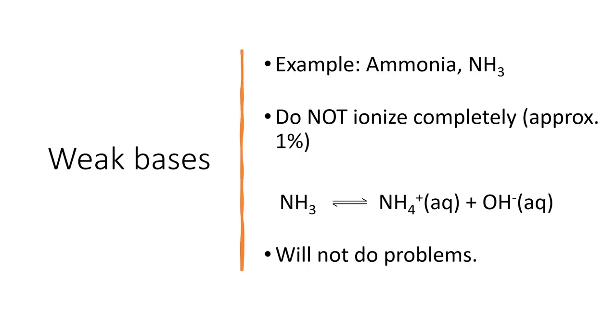For weak bases, an example would be ammonia, and anything that I did not list in the strong bases, we're going to consider to be weak bases. These do not ionize completely in water. Again, approximately 1% of it. So it really favors the reactants. In this case, it'll really favor the ammonia rather than the ammonium and hydroxide ions. The great thing about this is, although there is a Kb that would represent the products over the reactants concentration, we're not going to work on those. We're not going to do any problems with those. We're only going to work with weak acids, not weak bases.